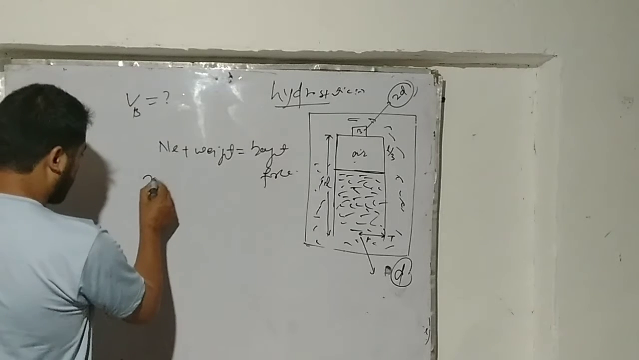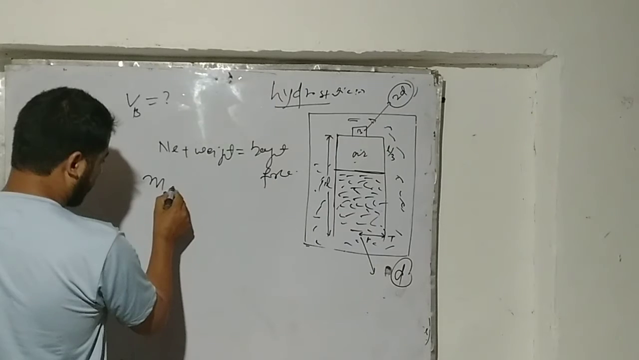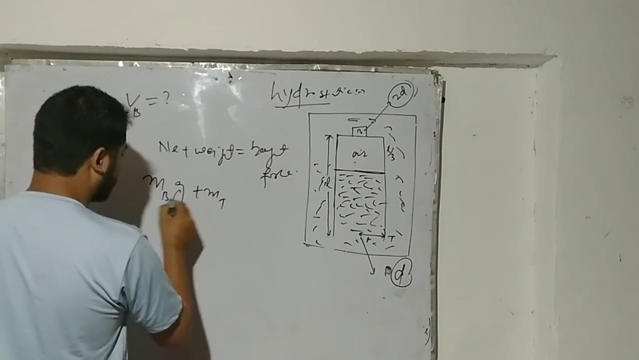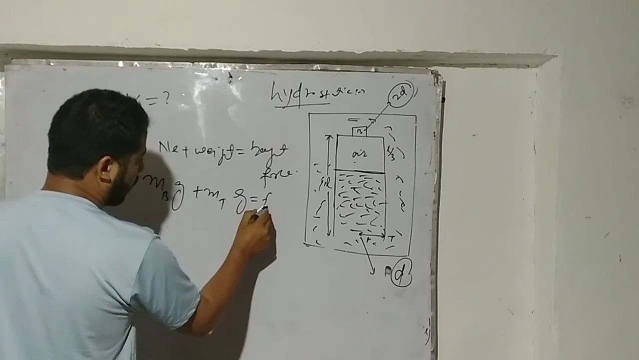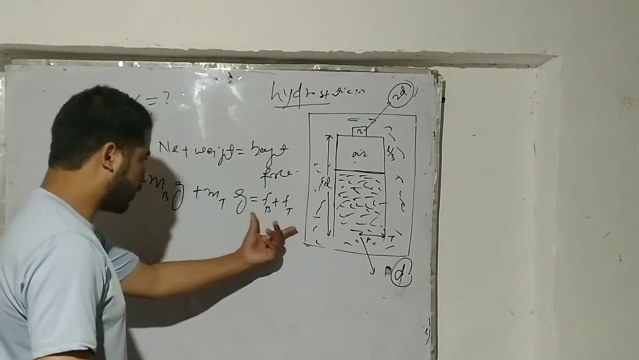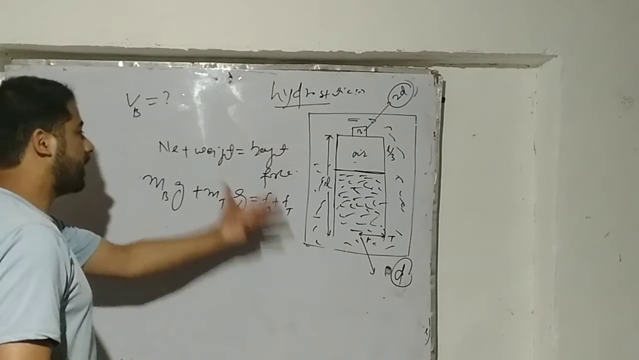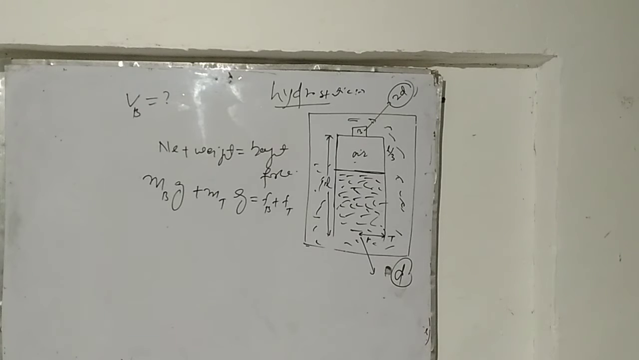Yes, it will be the mass of box times the acceleration due to gravity plus mass of the tube times the acceleration due to gravity, is equal to F of box plus F of tube. If the sum of the two forces of the respective bodies will be equal to their weights, then and only then an equilibrium position will be maintained here.